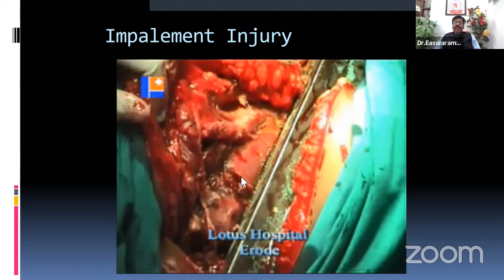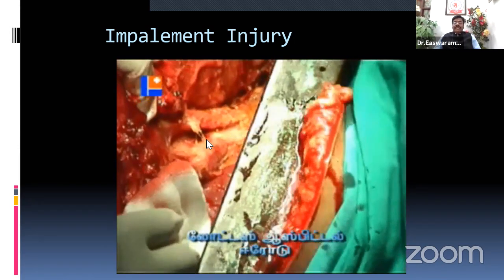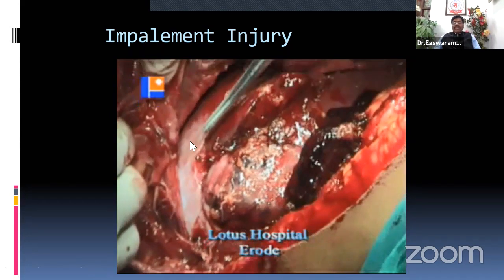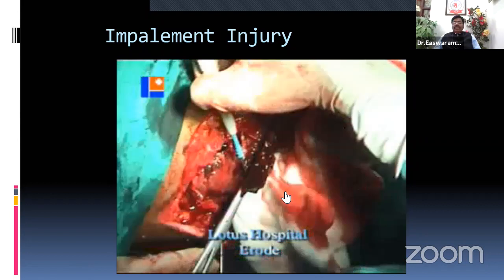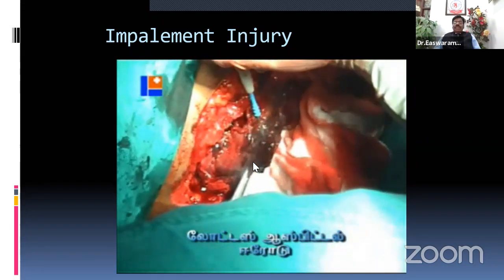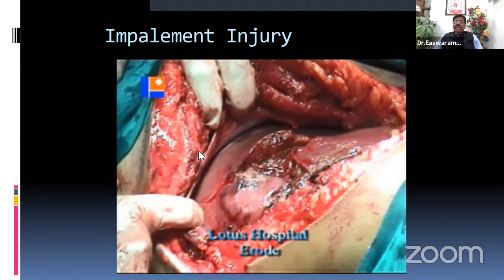So you can see a liver just laceration. That small diaphragmatic injury was there. That was also repaired. You can see a lung peeping through. See lung, diaphragm, liver, and everything is sutured. All these dead tissues or damaged tissues are debrided. Thorough wash is given. A chest drain is kept.